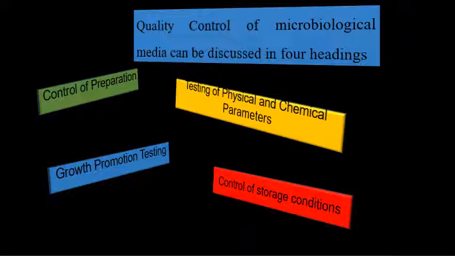In terms of quality control of microbiological media, we can discuss it under 4 headings: control of preparation, testing of physical and chemical parameters, growth promotion testing, and control of storage condition. We will look at these one after the other.